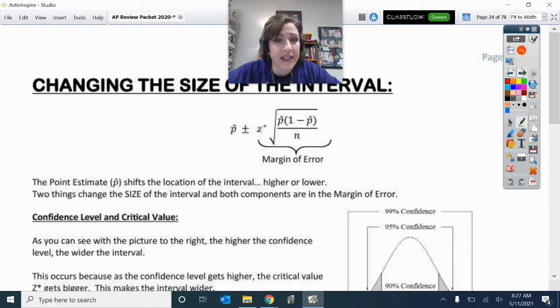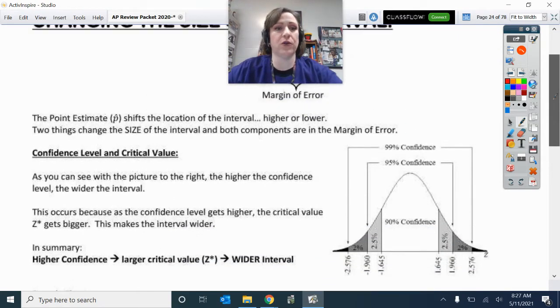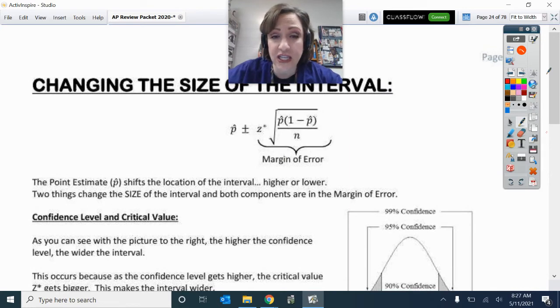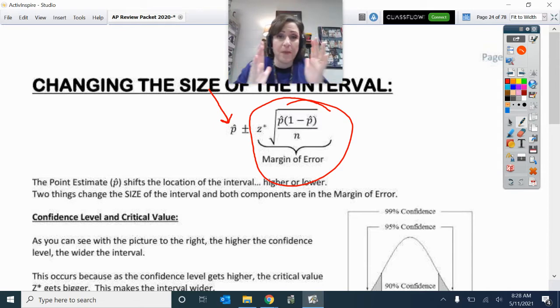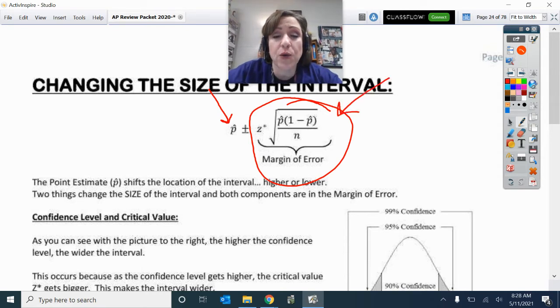Okay. Now I think this is the same thing. Oh, changing the size of the interval. Things that change the size of the interval. Okay. So the things that are going to change the size of the interval, obviously, are these things that are the margin of error. So, this, where that sample is located, of course, that's just kind of shifting it up and down the number line. But these components will change the margin of error. So let's talk about that.